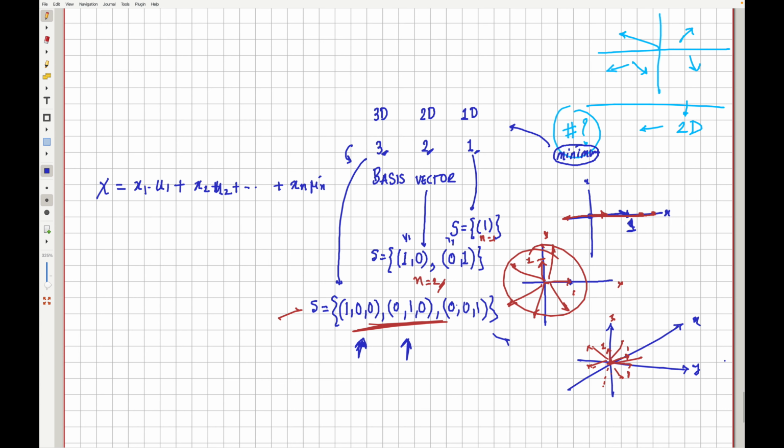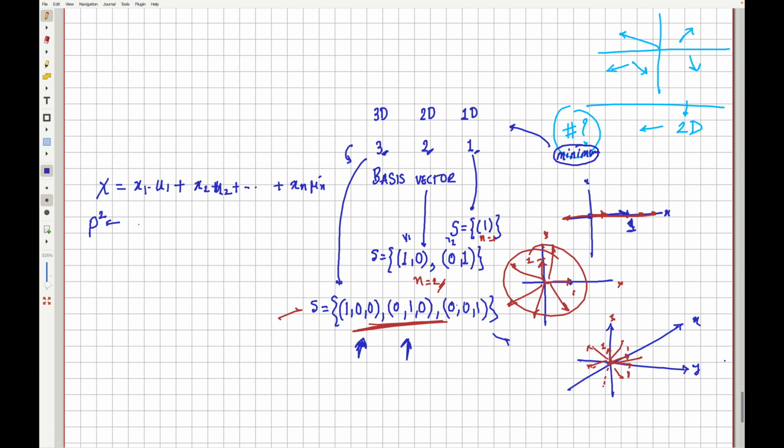Now, as we are talking about a general vector space, we can also think about something called a polynomial space of, let's say, degree 2.